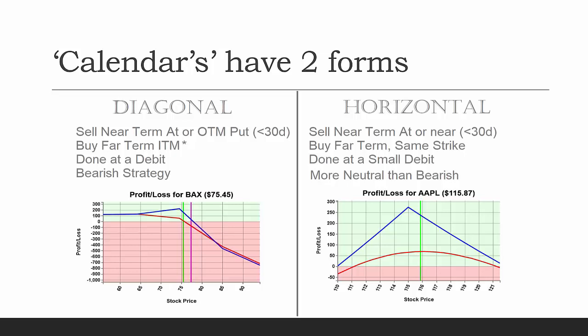The horizontal spread means the same strike spread. This is also a form of a calendar where we're still going to sell that near-term at or near the stock price strike put option, less than 30 days out in time, and we're going to buy a farther out put with the same strike as the put that we sold. This is done at a much smaller debit and is more neutral than actually bearish. We want the stock to stay at the same price and not fluctuate too often with the horizontal spread.